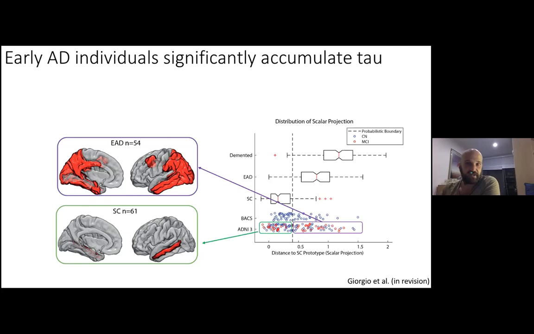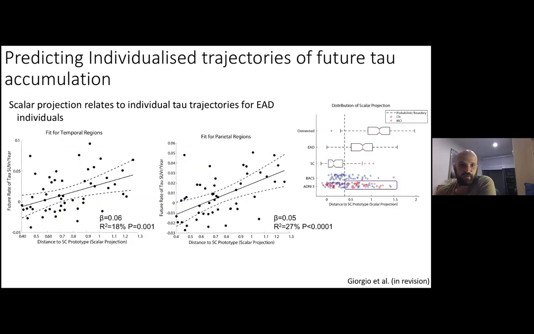So if we average the future tau accumulation across parietal regions, as well as within the temporal regions. Showing here, we then fit this scalar projection on the x-axis and the future rate of tau accumulation in these temporal and parietal aggregates. We see we can fit this continuous rate of change in tau accumulation in a holdout sample effectively, and that it does predict across both the temporal and parietal region.